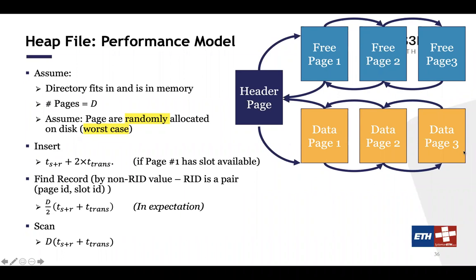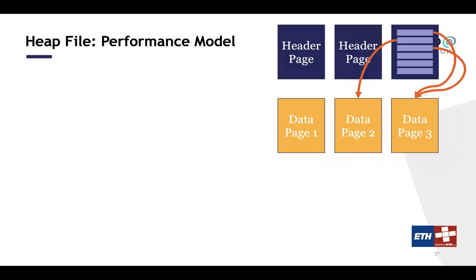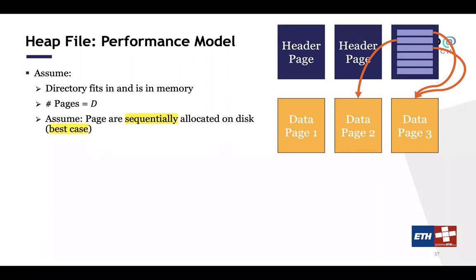You have D of those for every single one of them because we assume they are randomly allocated on disk. In the worst case, you pay one unit of seek and rotate, you pay one unit of transfer. So we can reason about this for different types of models. For example, assuming I'm doing this page directory type of implementation, I assume the whole directory, all the header pages fit in memory. I assume pages are sequentially allocated on disk.